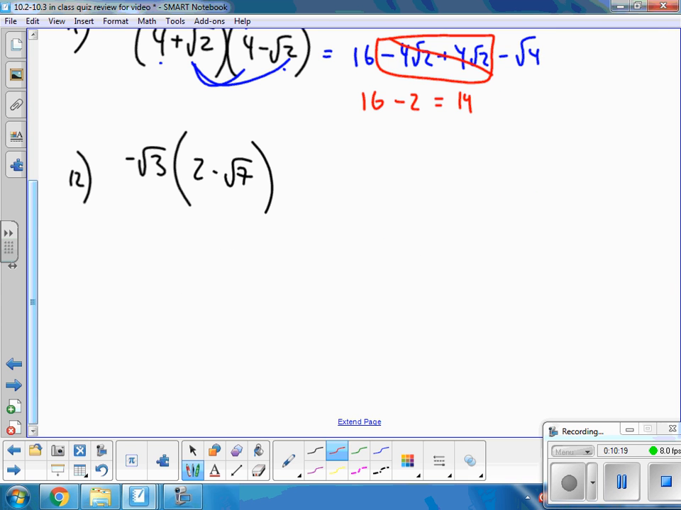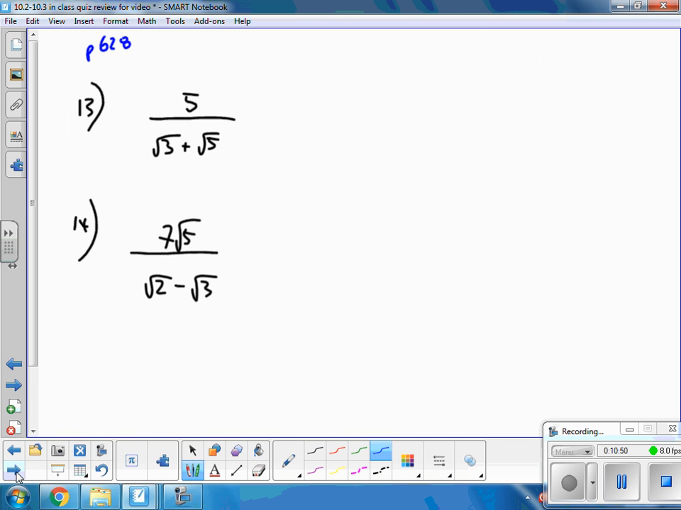Let's try number 12. Number 12, I'm going to factor this out. So negative square root of 3 times 2. I'm going to name them up with negative 2 because there's really a 1 here. So it's negative 2 times square root of 3 times that. So a negative times a negative will be positive. Square root of 3 times square root of 7, square root of 21. And it seems like I should be able to factor something out of 21, but I can't. So that one's done.